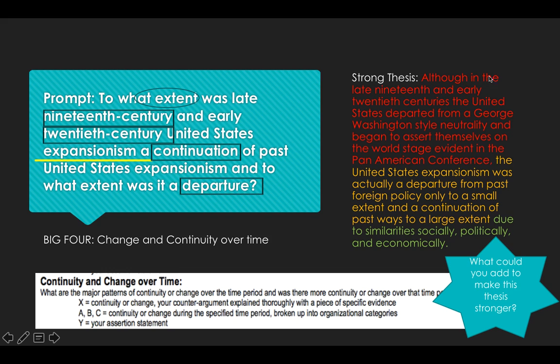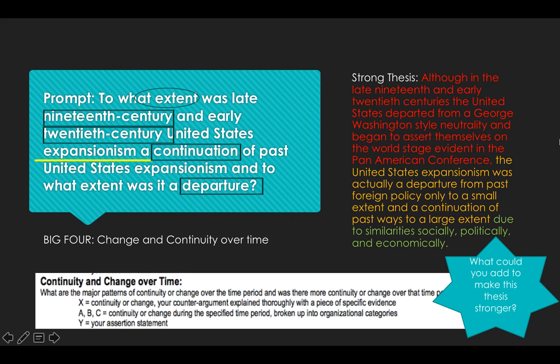So you see that our X here, we see that the other side of the story, the counter argument, is that this is beginning to move into more of a departure. And right here, this thesis statement actually talks a little bit about that departure, the fact that it was a departure in a small extent. So because you're looking at the extent, it was to a small extent, but that the argument is actually that this was a continuation to a large extent, and then focusing on social, political, and economically.